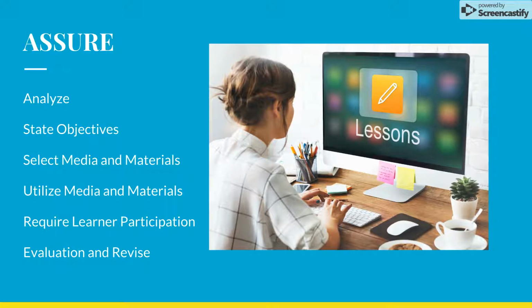Come up with the media that you're going to use and the materials. So, like if there's a book that you're using or one particular set of online media that you're going to be using, and then you actually utilize it. Then you actually do it. You have the kids look at it, and you do the materials, and then you have to require this. I love this piece. You require learner participation. So you say, okay, kids, here's the material. Now you have to do something, you have to participate. And then, of course, you're going to evaluate, always reevaluating and revising.